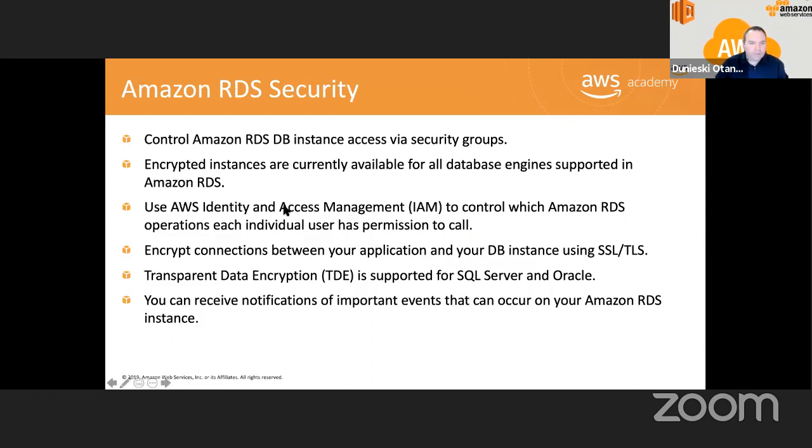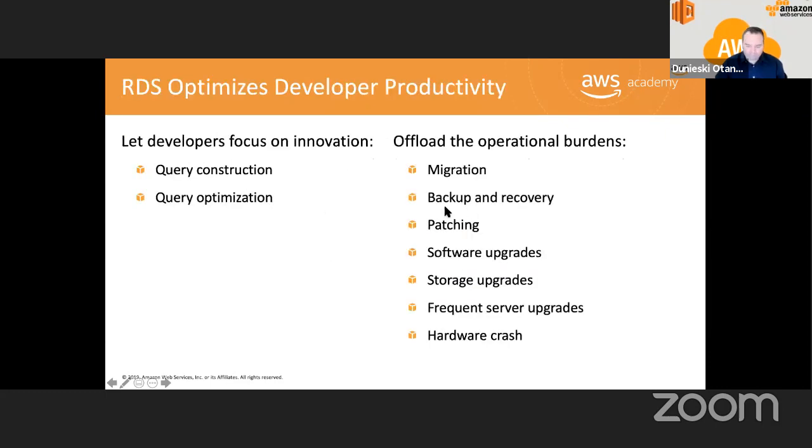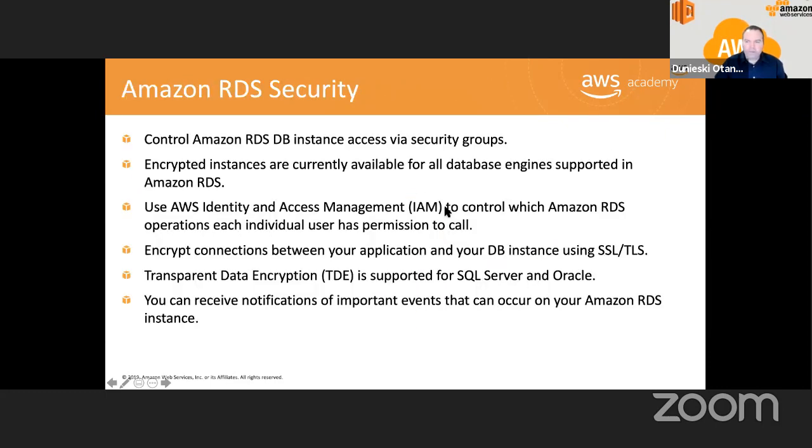Okay. So encrypted instances are currently available for all database engines supported in Amazon RDS, the 6 database engines that are supported. Use AWS Identity and Access Management, IAM, to control which Amazon RDS operations each individual user has permission to call. Okay, this is something that you can limit a specific user to. You can encrypt connections between your application and your DB instance using SSL or TLS.